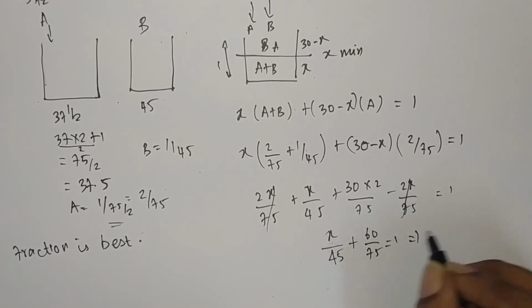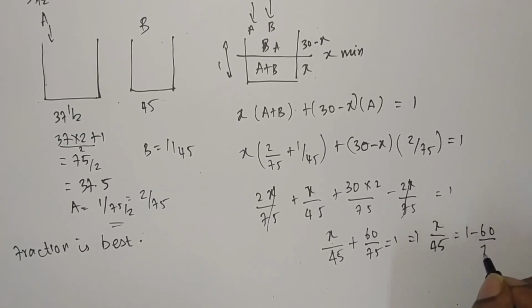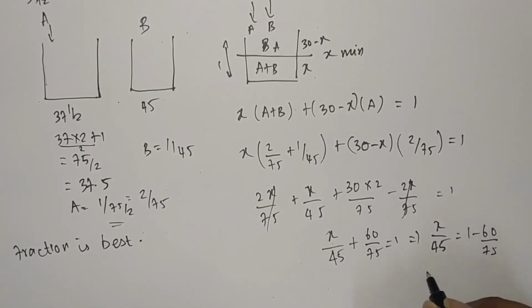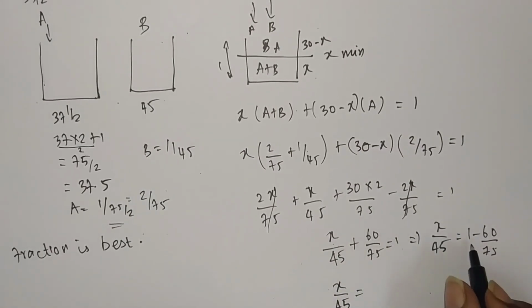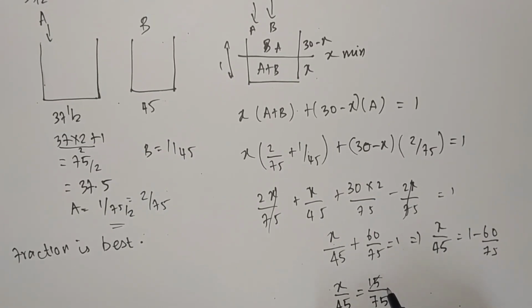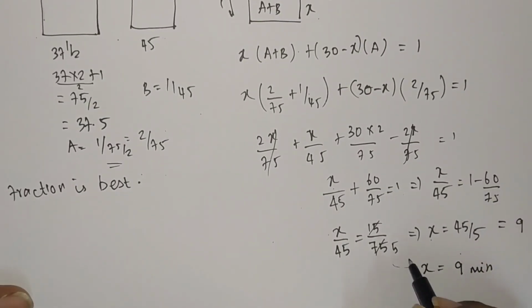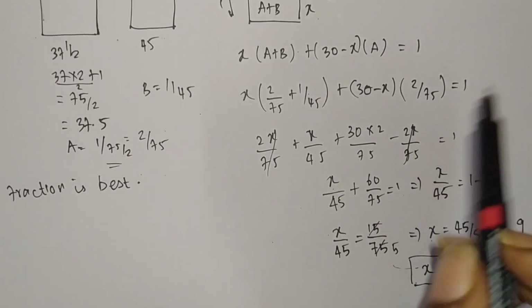Moving to that side, x by 45 equals 1 minus 60 by 75, which gives x by 45 equal to 15 by 75. Cancelling 15 and 75, 15 fives are 75, so we get 1 by 5. Therefore x is equal to 45 by 5, which is 9. Which means we have to turn off B after 9 minutes in order to fill the tank in 30 minutes.